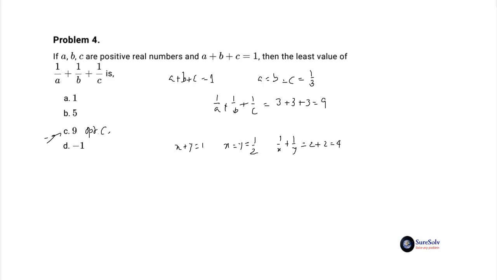To show now, for any other combination of values of x and y, the sum of the reciprocals will be greater than 4. Reduce x by an arbitrary real positive amount of p, and to compensate for satisfying x plus y equal to 1, increase y by the same amount of p. The changed values of x and y will be x equal to 1 by 2 minus p and y equal to 1 by 2 plus p.